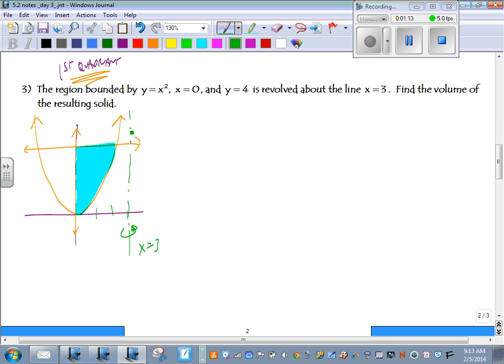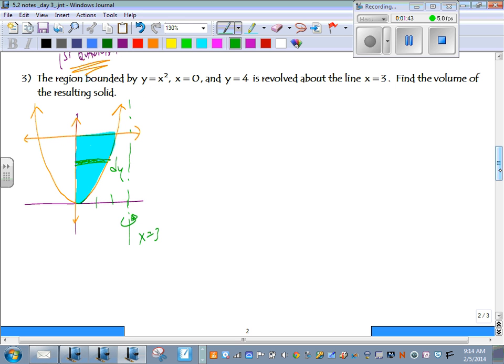So this is a vertical line, so it's like a vertical axis, like the y-axis. If it were the y-axis, we do a dy cut. If we have a vertical line that we're going across, also a dy cut. Another way to look at it is that the rectangle should always be perpendicular to that axis of revolution for discs and washers. Right? So the rectangle is perpendicular to the axis of revolution.